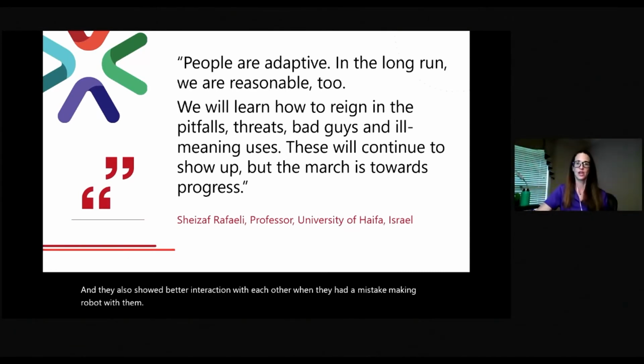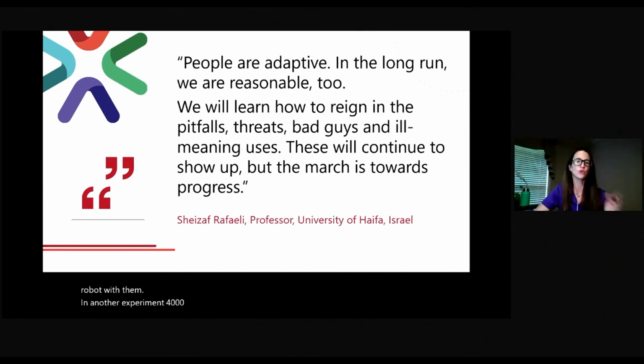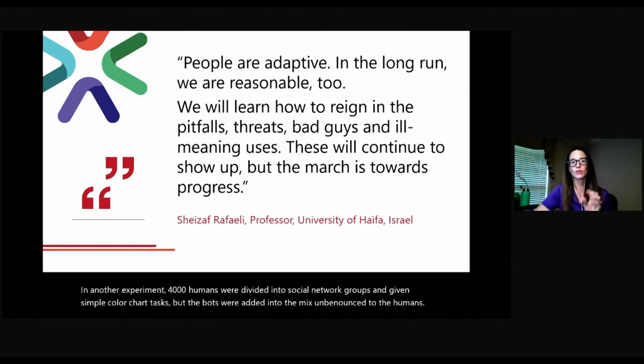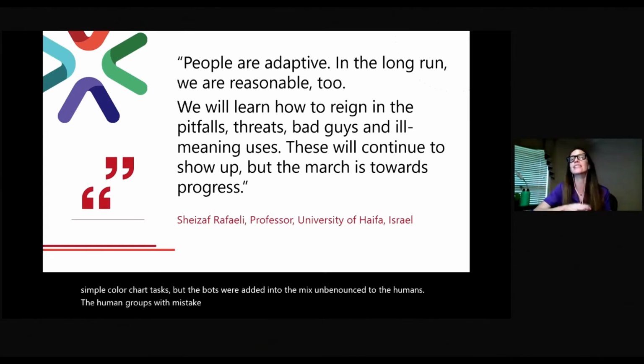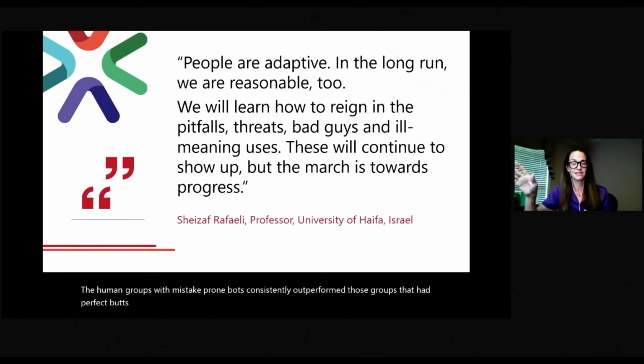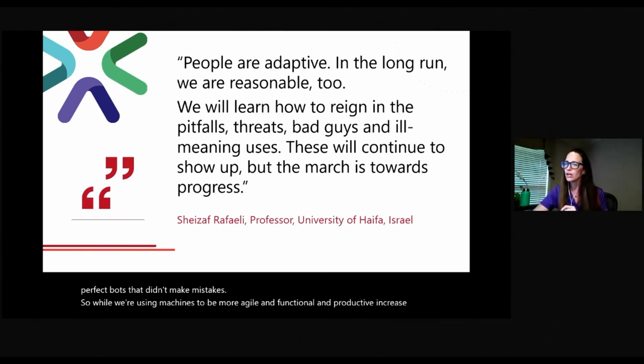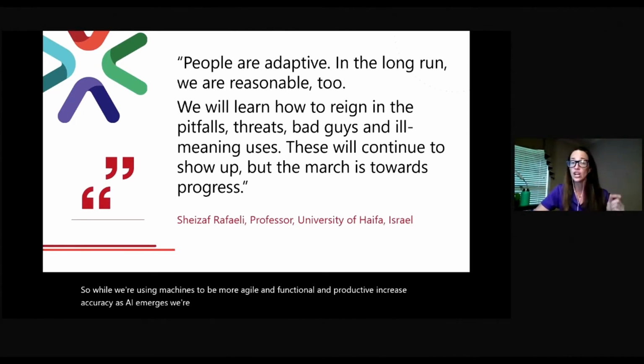In another experiment, 4,000 humans were divided into social network groups and given simple color chart tasks. But the bots were added into the mix, unbeknownst to the humans. The human groups with mistake-prone bots consistently outperformed those groups that had perfect bots that didn't make mistakes. So while we're using machines to be more agile and functional and productive and increase accuracy, as AI emerges, we're seeing psychological research that shows that humans prefer and interact better with flawed machines.